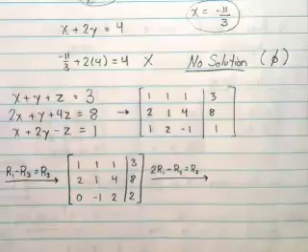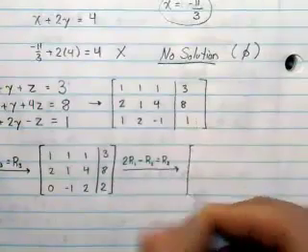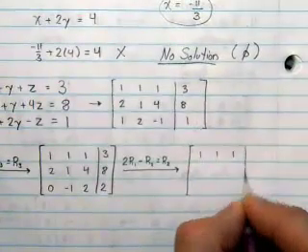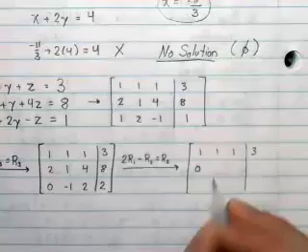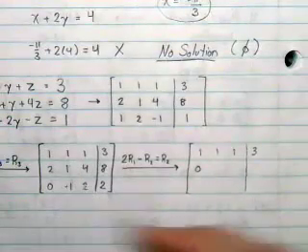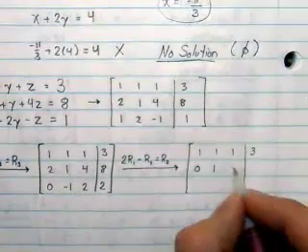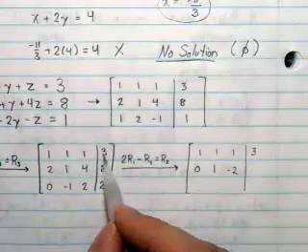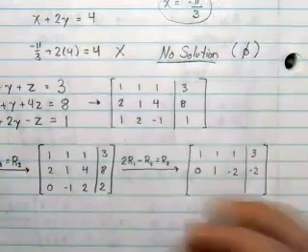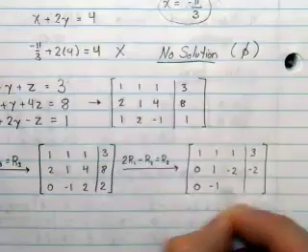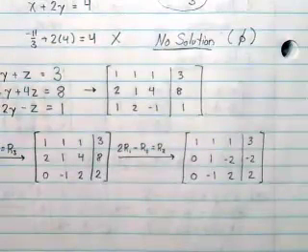So 2 row 1 minus row 2 equals row 2. So first row, still the same. Second row, 2 minus 2, 0. 2 minus 1, 1. 2 minus 4, negative 2. And 6 minus 8, negative 2. And then we still got the same bottom row, 0, negative 1, 2, 2. Anybody notice anything?